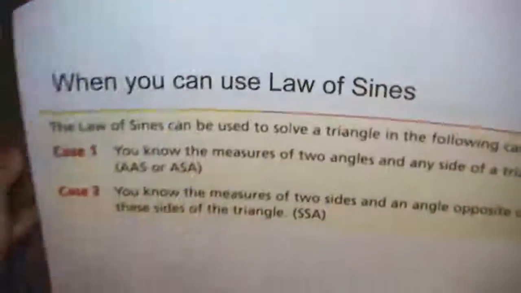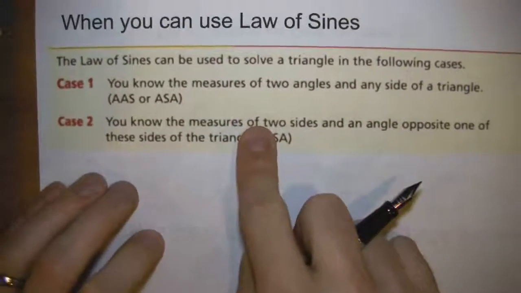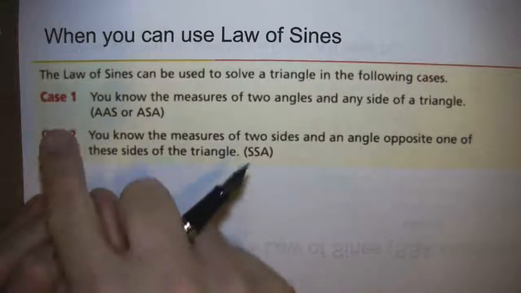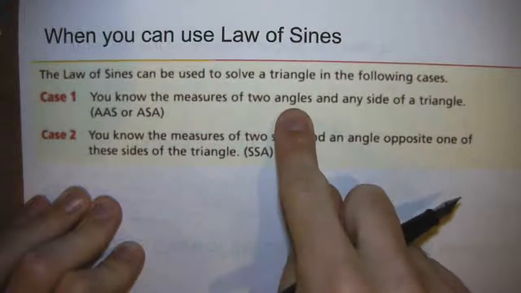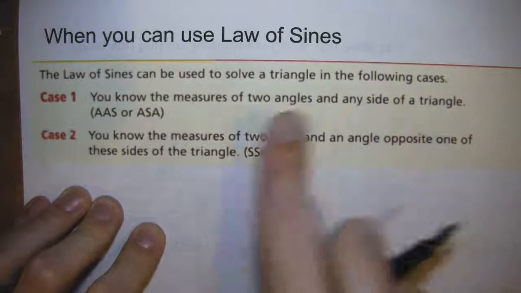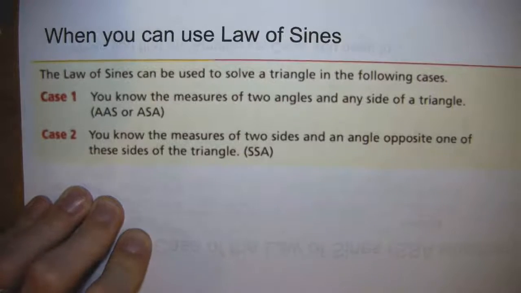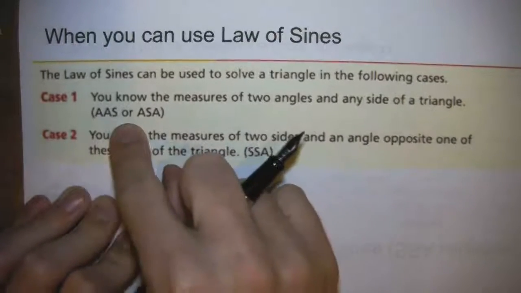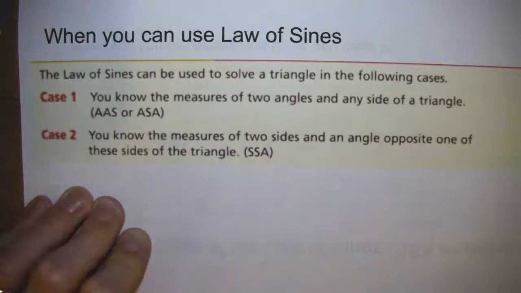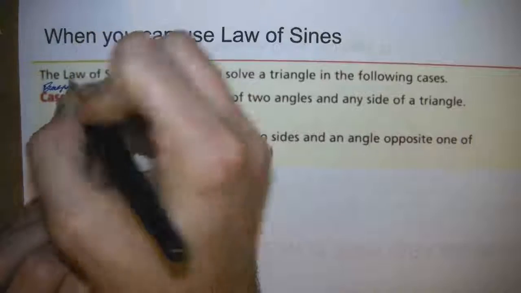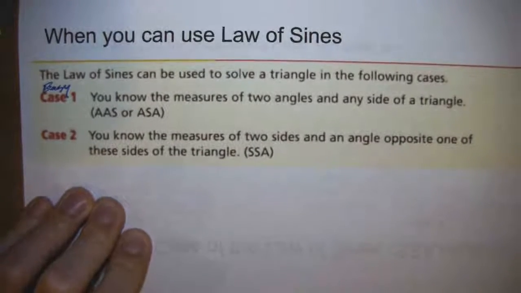Take a look. Here's when you can use the law of sines, right? There's 2 cases where law of sines is allowed to be used, all right? The first case is you know the measures of 2 angles and then any side of that triangle. So in other words, you've got an AAS situation or an ASA situation, all right? And that gives you, because again, with 2 angles, you can find that third in case it's not the one that you need. So this case, I'm going to call it the easy case.